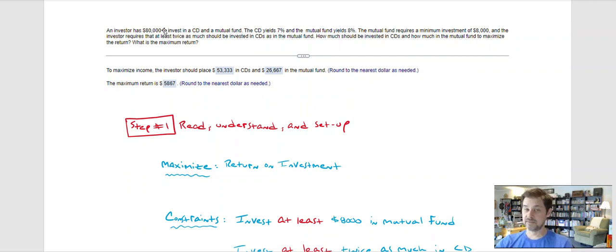We have $80,000 to split up and invest partially in a CD and partially in a mutual fund. The CD and the mutual fund have different rates of return. The CD yields 7% and the mutual fund yields 8%, and we'll understand this not as some complicated interest calculation, but just that the CD is going to yield 7% of the investment. The mutual fund requires a minimum investment of $8,000, so I have to invest $8,000 or more. And the investor requires that at least twice as much should be invested in CDs, maybe because CDs have less risk, I don't know, but that's what it says. How much should be invested in CDs and how much in the mutual fund? Meaning, how should you split up this $80,000 in order to maximize the return, and what is the maximum return?